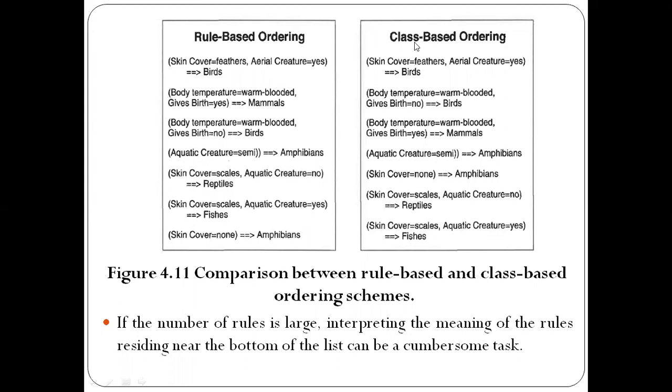So now coming to the second one, the class based ordering scheme. In case of class based ordering scheme, all the rules that have the same class will be appearing together. If you see here, birds are appearing together, and then we have got mammals, and then amphibians, and then we have got reptiles, and then fishes. But in case of the rule based ordering scheme, we didn't have the rules having the same class label appearing together.